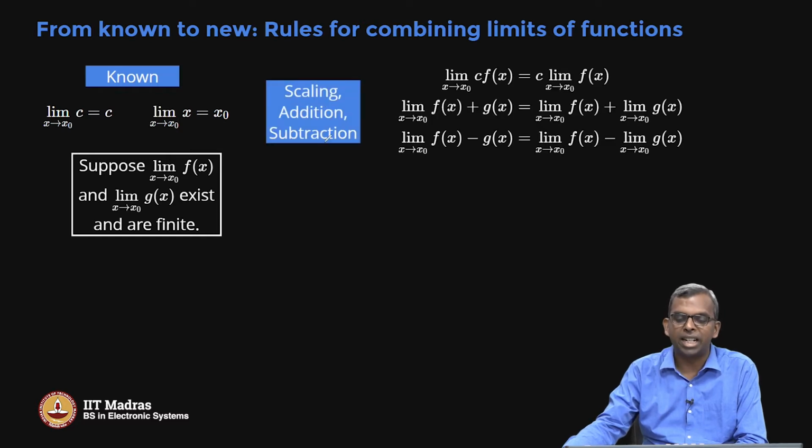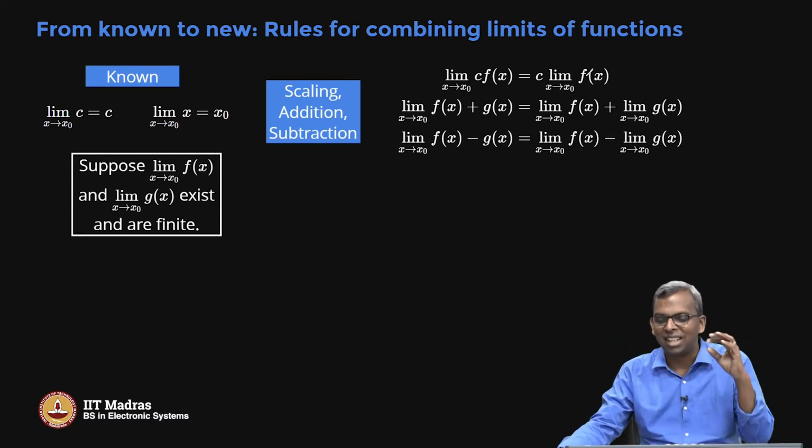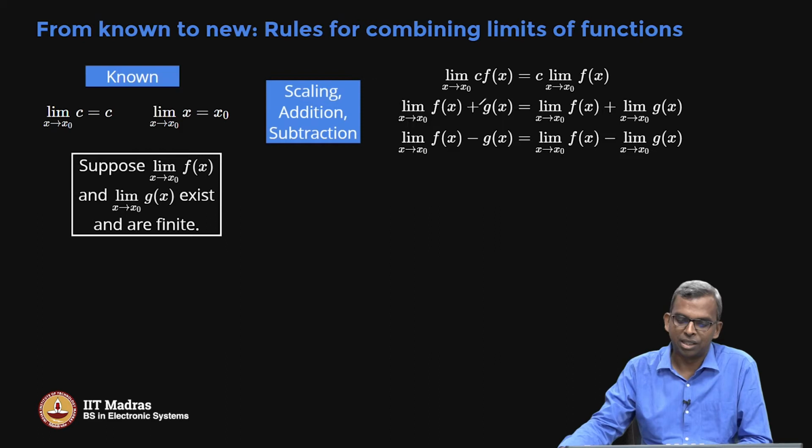Then we can do scaling, addition, subtraction. We can scale f(x) by a constant c, and the limit of that will be c pulled out and the limit going in. This is like taking limits on both sides, and the limit goes inside the operation. The same thing happens here.